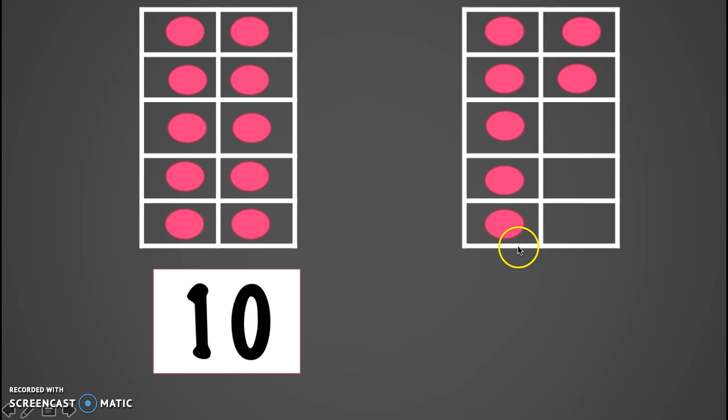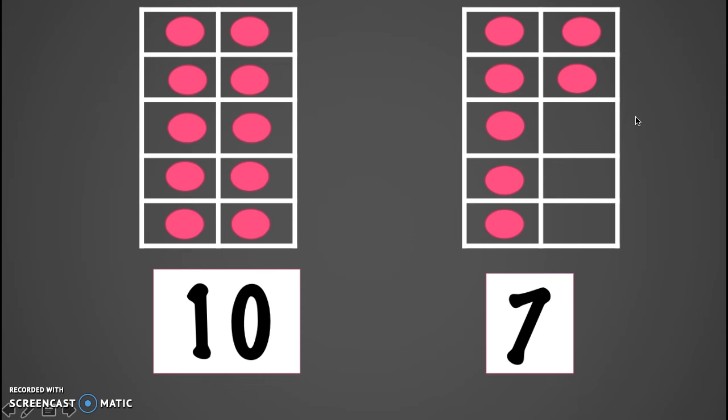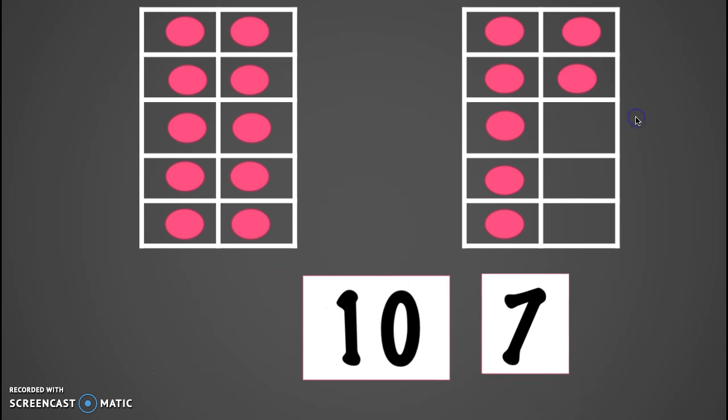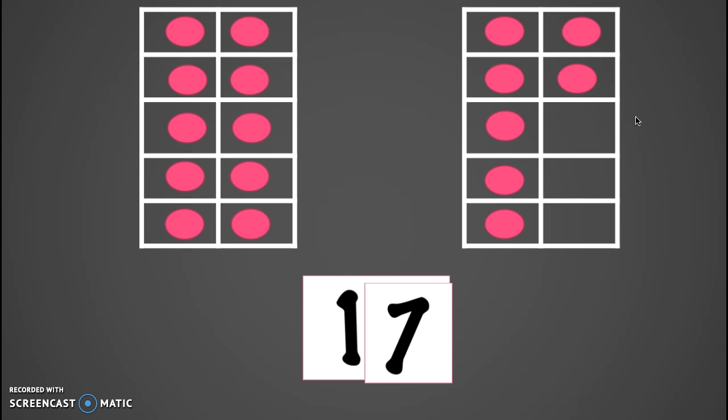I know this is 5, and I counted on 5, 6, 7. All right, how do I say this number the say 10 way? Good, I would say 10, 7. I'm going to slide those together. And now how would I say 10, 7 the regular way? Good, I would say 17.